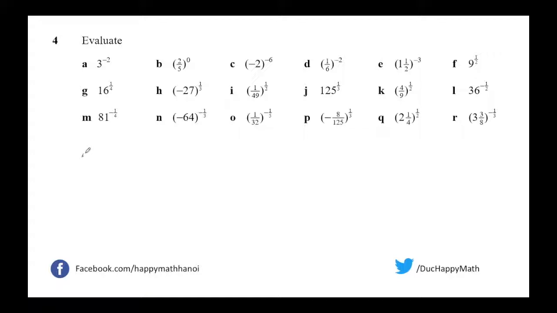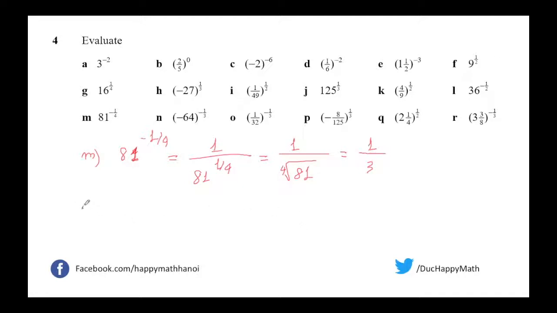Okay, continue with question M. You have both minus and rational in the power number. I will solve the minus first. The minus in the power number means I take 1 over that number. So you have the rational in the power number, which means I can take the root. 4th root of 81 will be equal to 1 over 3.